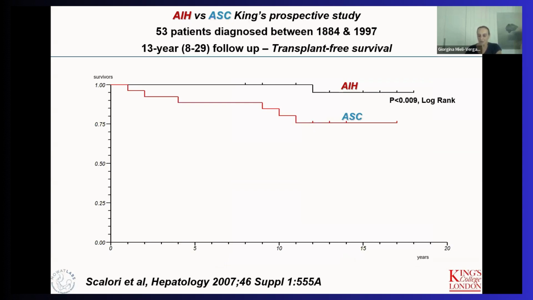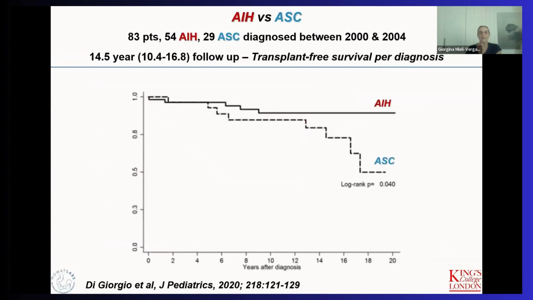To see whether we do a little bit better more recently, we have done a further study in 83 patients who were recruited between 2000 and 2004. And 54 had autoimmune hepatitis and 29 autoimmune sclerosing cholangitis.